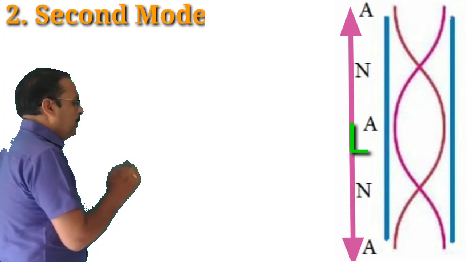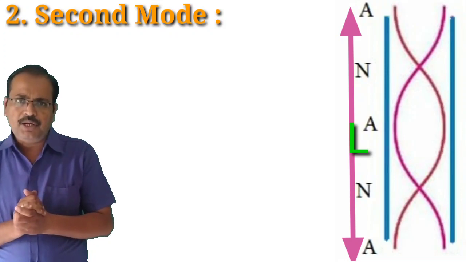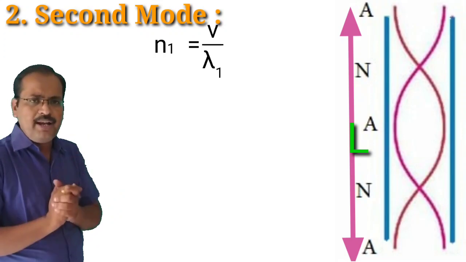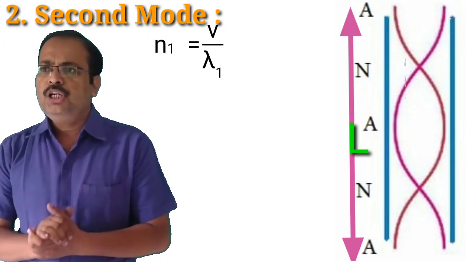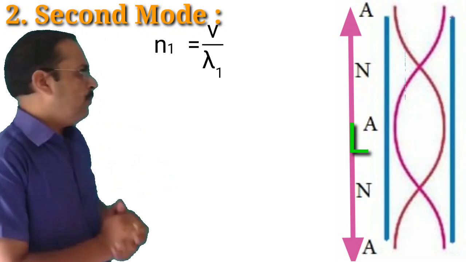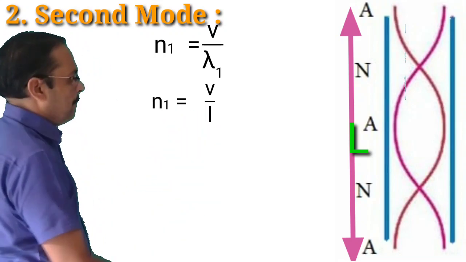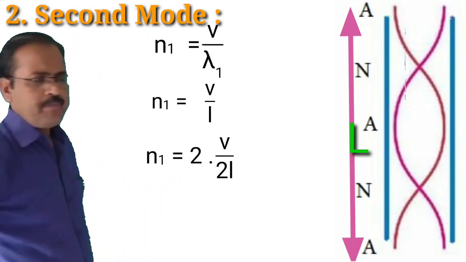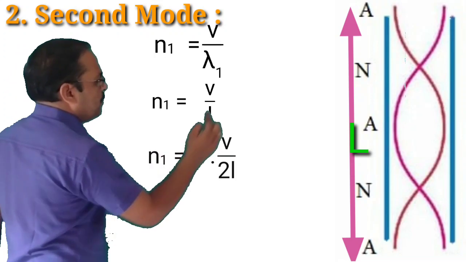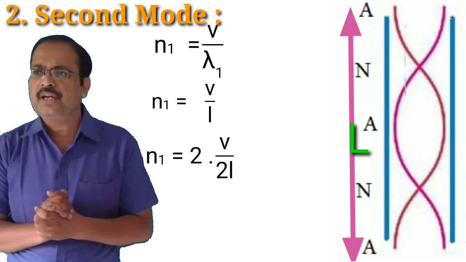Now we know V is equal to N1 lambda 1. Therefore N1 is equal to V upon lambda 1, and the value of lambda 1 is equal to L. Therefore, N1 is equal to V upon L. Multiply by 2 by 2, and we get N1 is equal to 2 into V upon twice L.